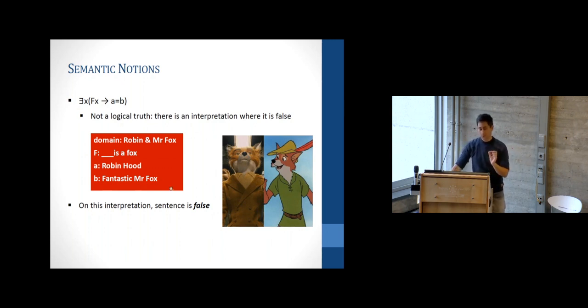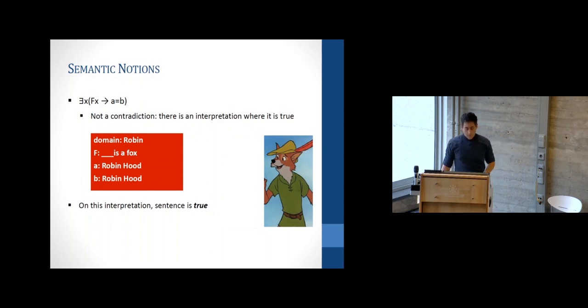Remember, you have to ask yourself, what is the main logical operator? Here, the main logical operator is the existential quantifier, so you have to start by working with the existential quantifier. So logical truth depends on the main operator. It's also not a contradiction, because I can come up with a completely different interpretation in which it is true. So it's neither a logical truth nor a contradiction. How do I do that? Now I make sure that the names A and B actually refer to the same object. So we have an interpretation in which it's true.